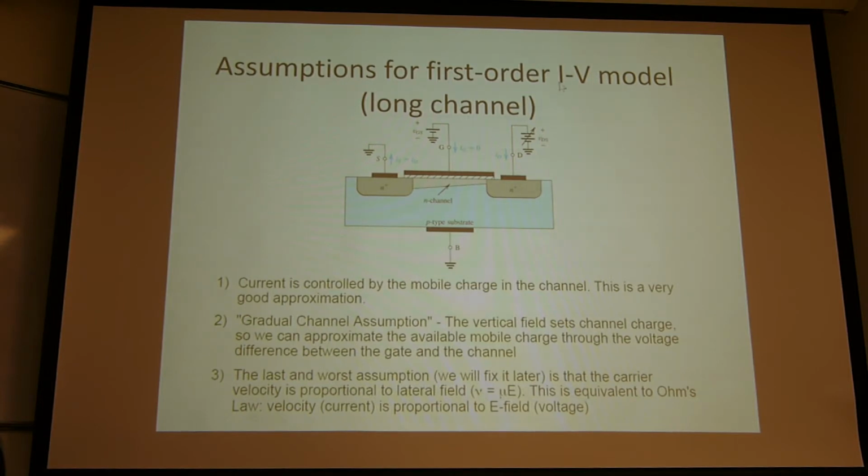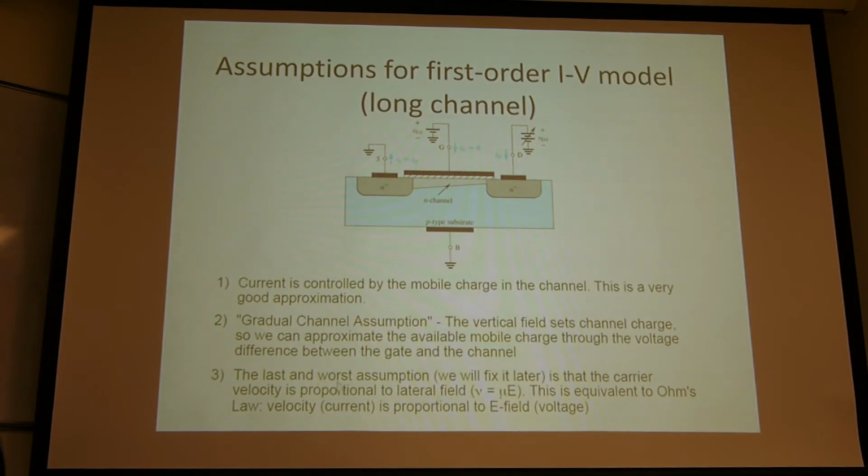So this is the first-order MOSFET model we discussed before. Here are the assumptions we have. We assume that the current is controlled by the mobile charge, in this case electrons in the channel. The gradual channel assumption means the vertical electric field will determine the channel electron density. Then we can get the mobile charge, electrons, through the voltage difference between the gate and the channel.